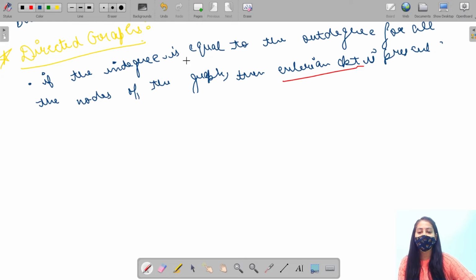Now if the in degree of all the nodes of the graph is equal to the out degree, right, then the Eulerian circuit is present in that graph.